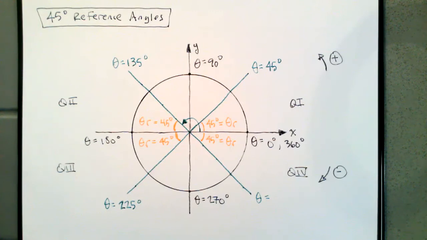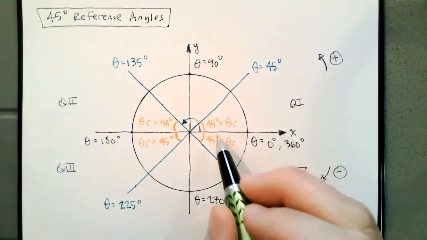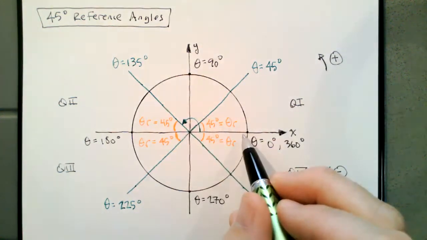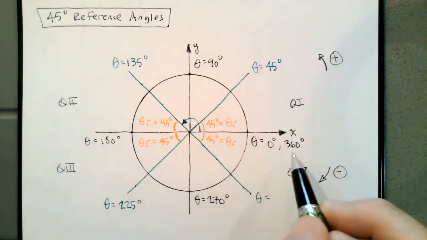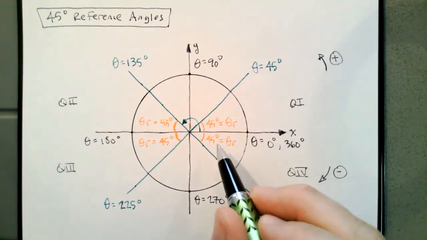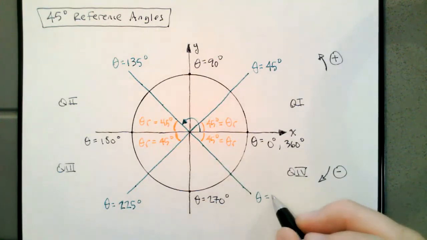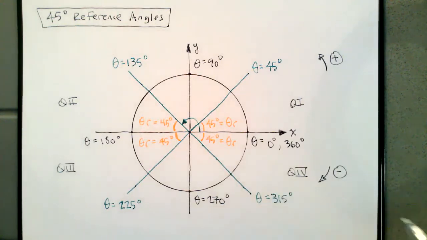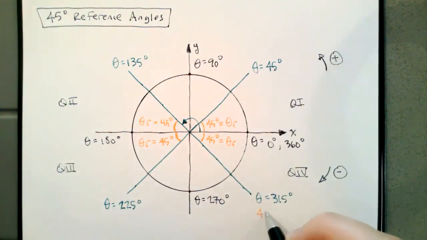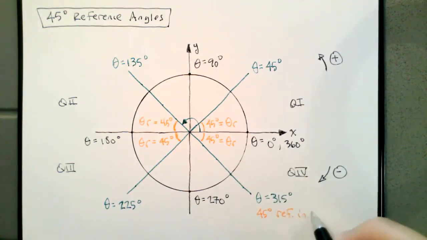And then we keep going. Going all the way around would be 360. So if I go back 45 degrees, I can take 360 and subtract 45, and we'll be at 315 degrees. So 315 degrees is a 45-degree reference angle in quadrant 4.